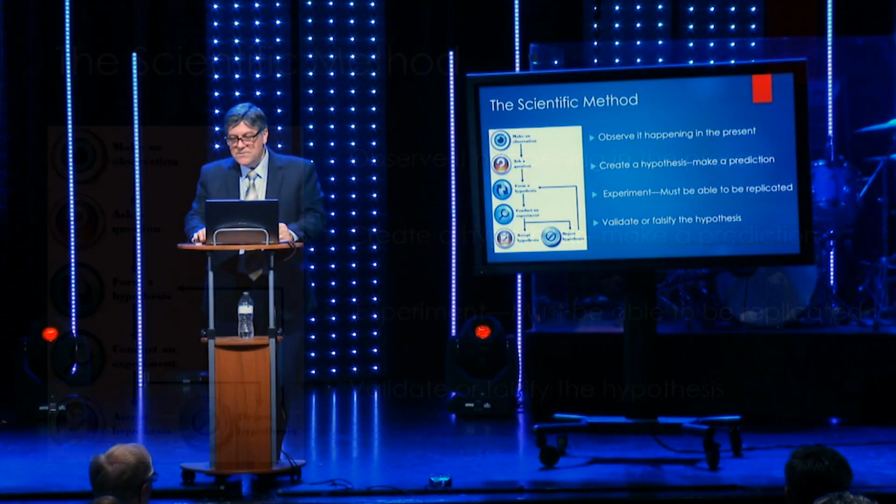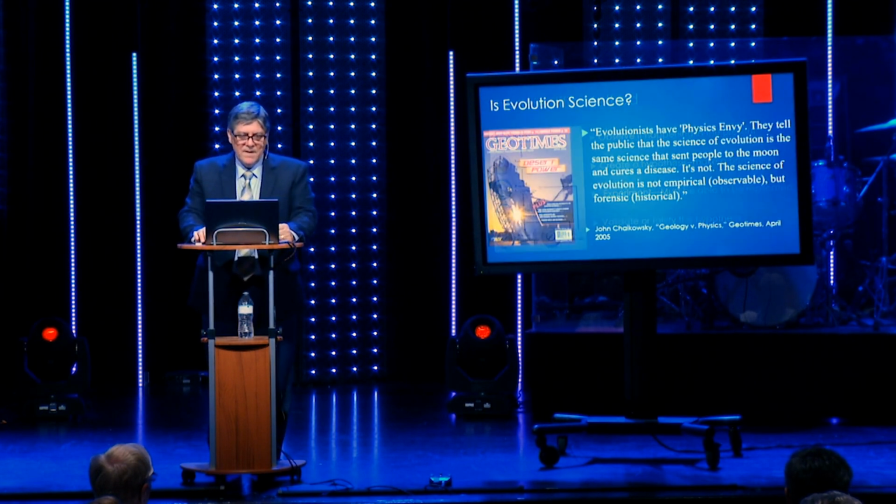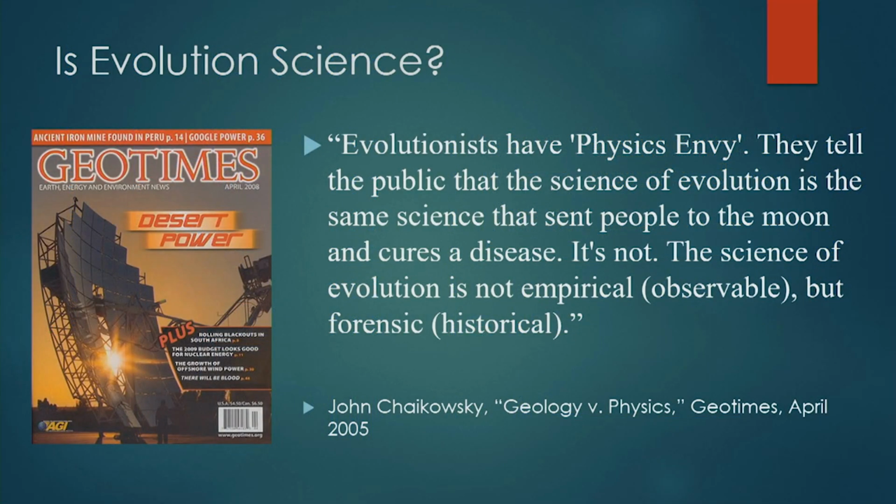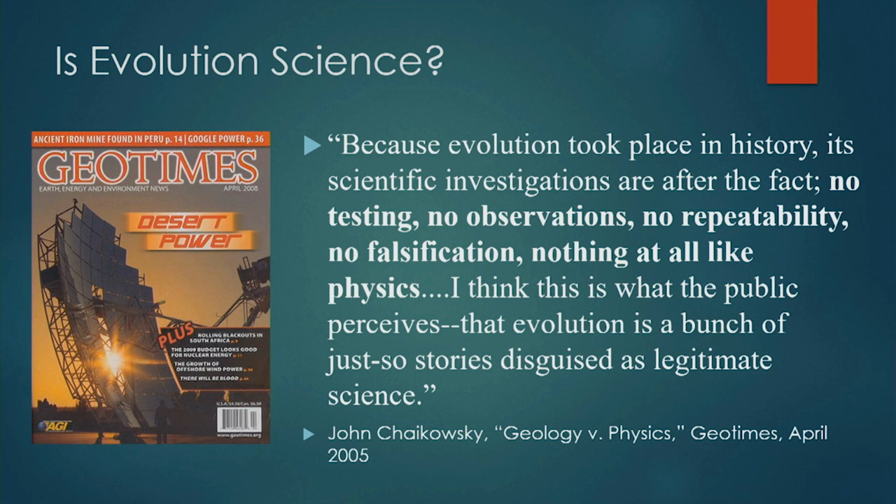And so now I want to show you an amazing quote. This is by John Tchaikovsky, who writes in GeoTimes, and he says this: "Evolutionists have physics envy. They tell the public that the science of evolution is the same science that sent people to the moon and cures a disease. It's not. The science of evolution is not empirical, meaning observable, but forensic, meaning historical." He goes on, "Because evolution took place in history, its scientific investigations are after the fact. No testing, no observation, no repeatability, no falsification, nothing at all like physics. I think this is what the public perceives, that evolution is just a bunch of just-so stories disguised as legitimate science." Well, that's a powerful quote.